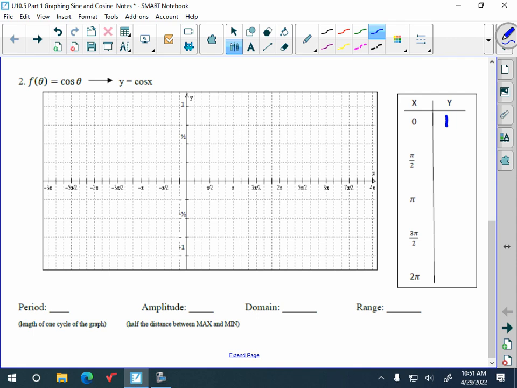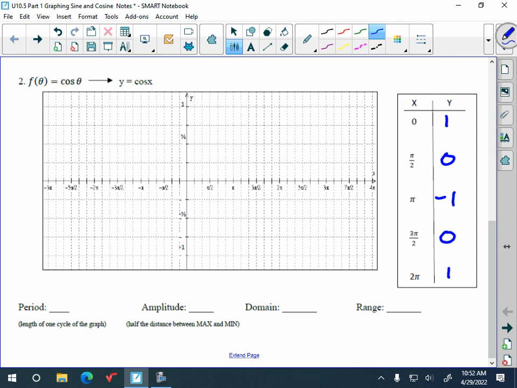At pi over 2, you're up at 90 degrees. The ordered pair is 0, 1. So cosine of pi over 2 would be 0. At pi, the ordered pair is negative 1, 0. So the x-coordinate is negative 1. At 3 pi over 2, the ordered pair is 0, negative 1. So the x-coordinate is 0. And then at 2 pi, you're back at the same place as 0. And so the x-coordinate is 1.